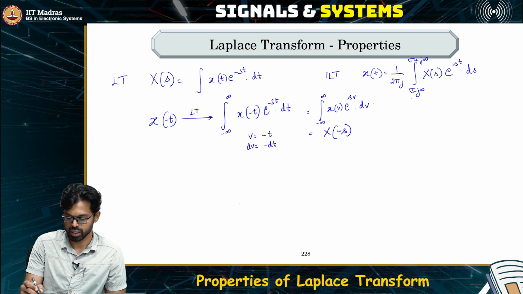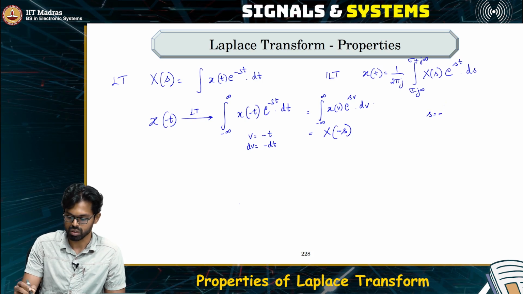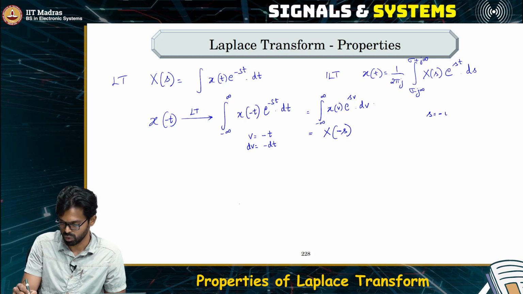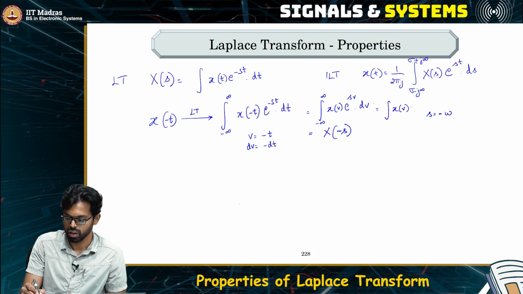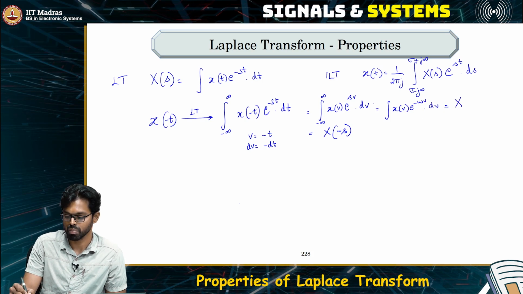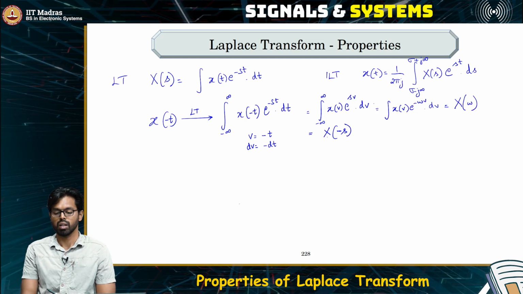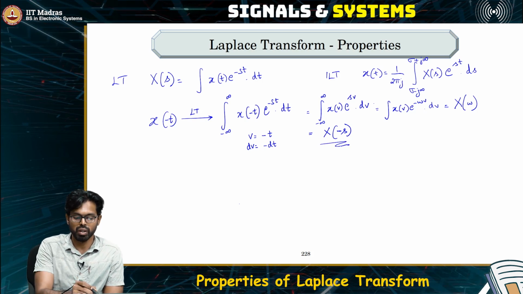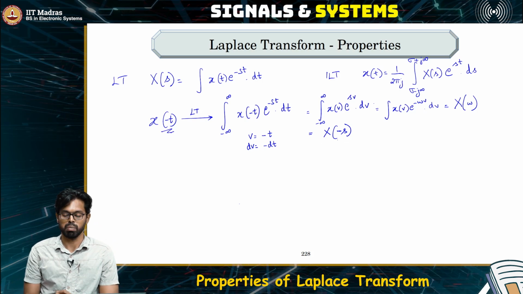So we can just simply say that s is equal to minus another change of variable. Let us call this variable w. So we can rewrite this as integral x of v e power minus wv dv, which is x of w. But w we know is minus s. So just by change of these variables, we get that this is x of minus s. So whenever there is a time reversal, there is also the s domain reversal for the Laplace transform.